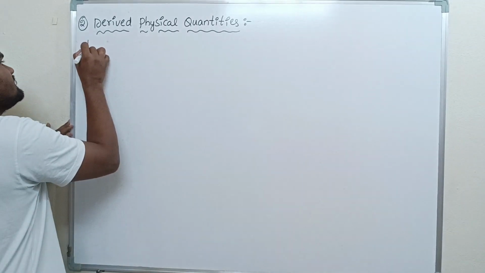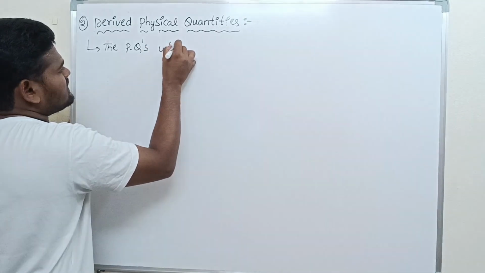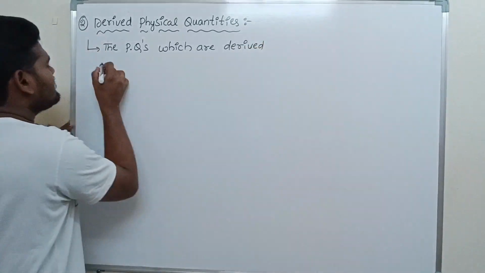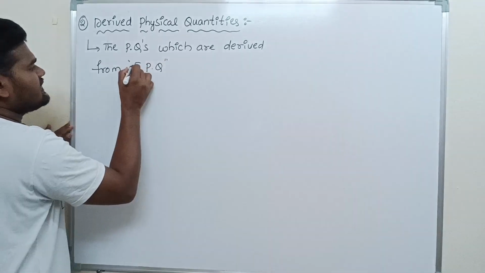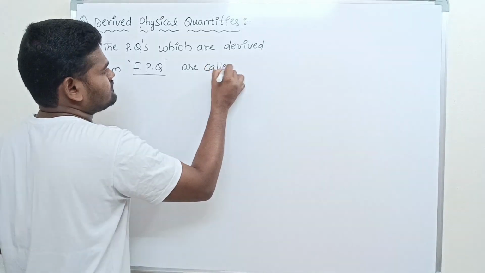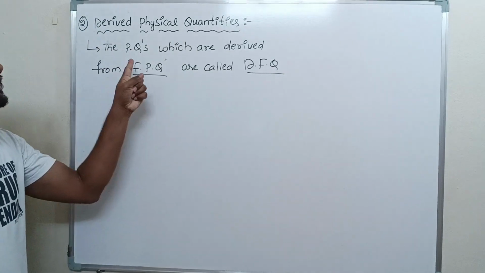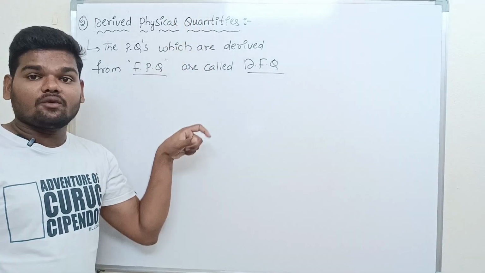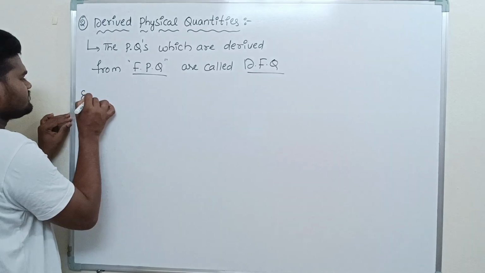Okay. So the physical quantities which are derived from fundamental physical quantities are called derived physical quantities. That means these derived physical quantities are derived from fundamental physical quantities. Let us see an example.